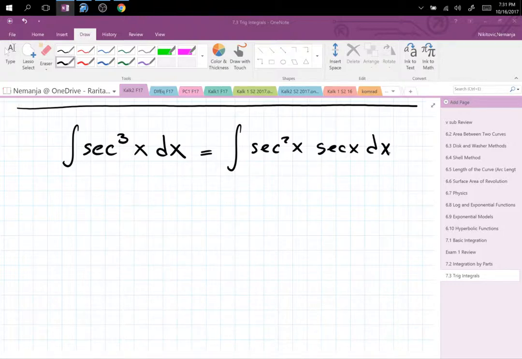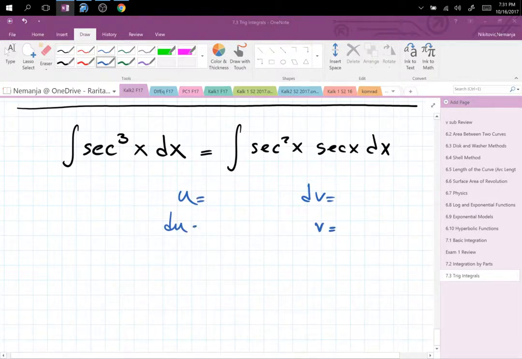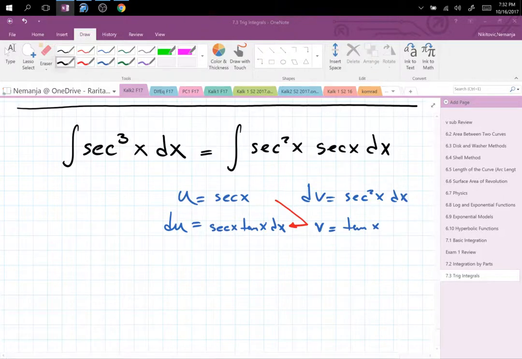So immediately the setup: you have u, dv, du, and v. You can't integrate secant cubed yet, but you will after the next example. So secant x goes to be differentiated, and secant squared x dx goes to be integrated. When you differentiate, you get secant x tangent x dx, and when you integrate secant squared, you get tangent x.